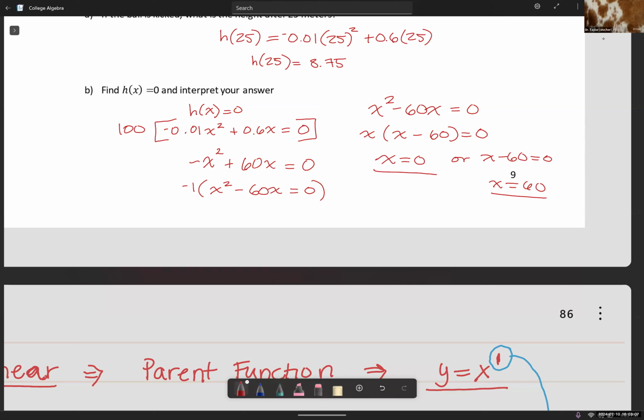Now it says interpret your answer. That means that when the ball is not kicked at all, the height will be 0. But once the ball has traveled 60 feet horizontally, it will have come all the way back down to the ground. After traveling 60 feet horizontally, think about you kicking a kickball. The ball has traveled already 60 feet horizontally. That means the ball will be back at the ground.